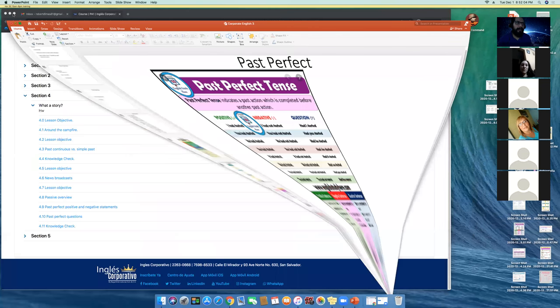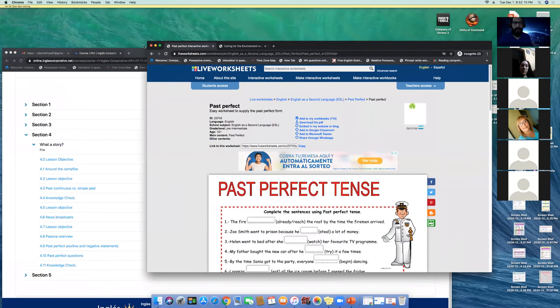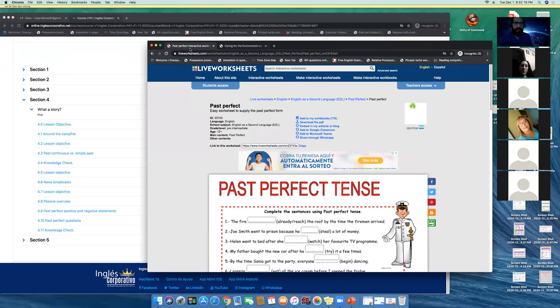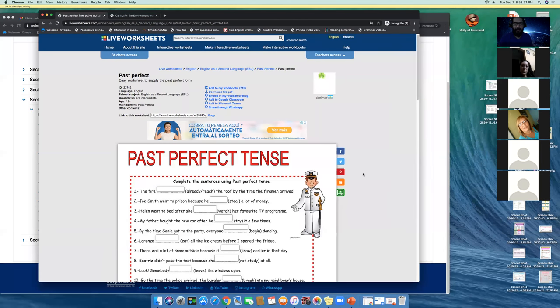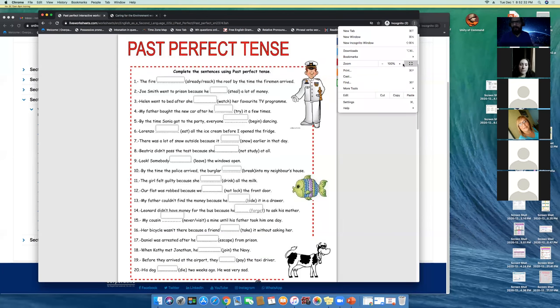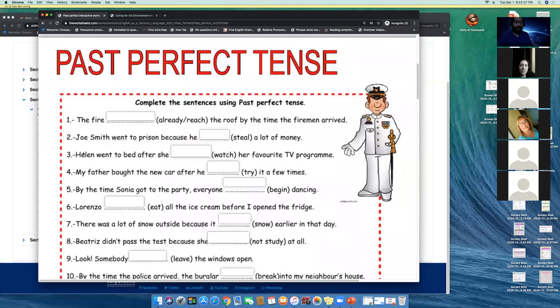And I want to do the activity with you guys. Let me see, where's my activity? I always use my activity, but it's always here. Okay, I think you guys are gonna like this one. You guys always like them. Okay, so we're using past perfect tense. And I want you guys to look at the sentence. And we're only gonna do the first five. So let me go ahead and make this a little bit bigger so you guys can see it. Okay. Here we go, the first five. And we're gonna do the first one together so you guys can see how it's done.